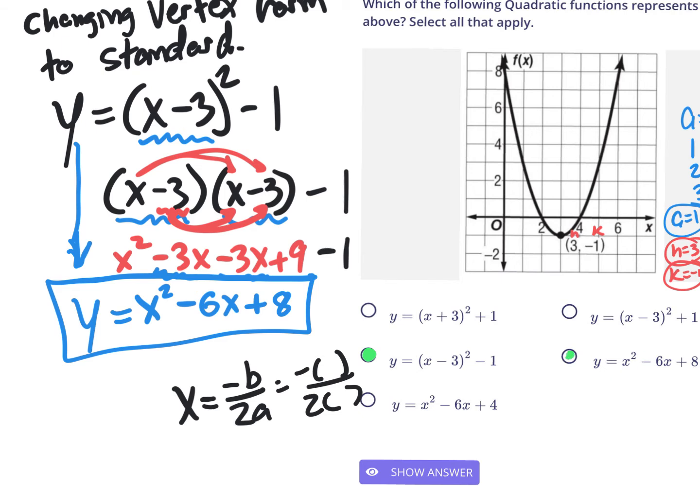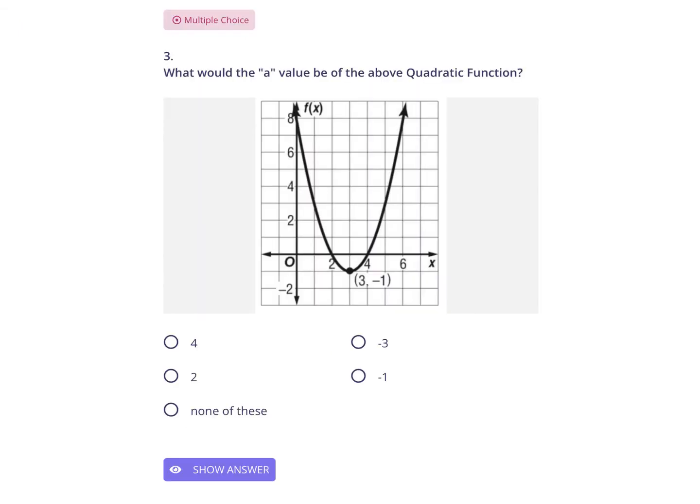So those are the two answers that you need to select to get this question correct. This one's nice and easy. What would the a value be of this quadratic function? Well, all you got to do is verify what the pattern is.